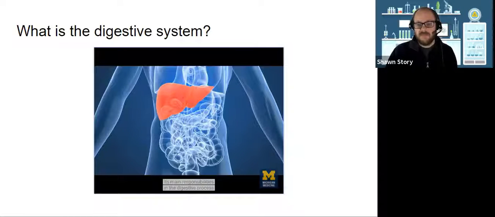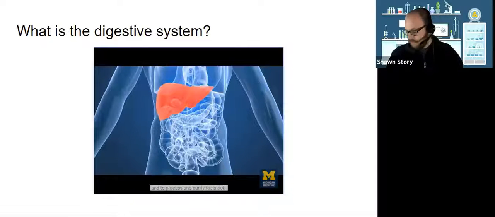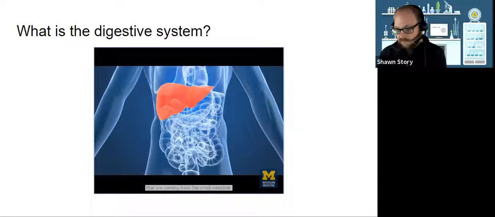These enzymes break down protein, fats, and carbohydrates. The liver is another organ with many functions. Its main responsibilities in the digestive process are to make and secrete bile, and to process and purify the blood, which contains newly absorbed nutrients that are coming from the small intestine.